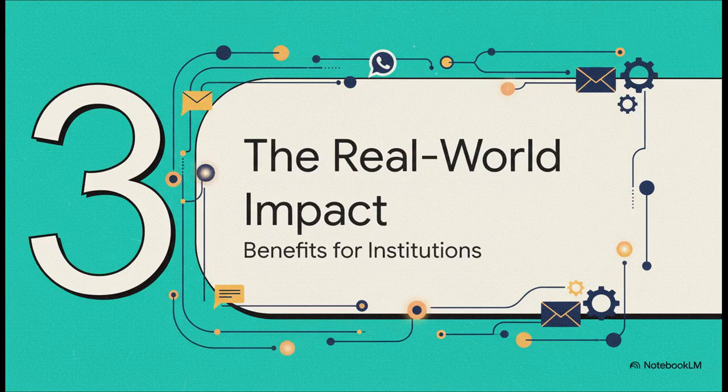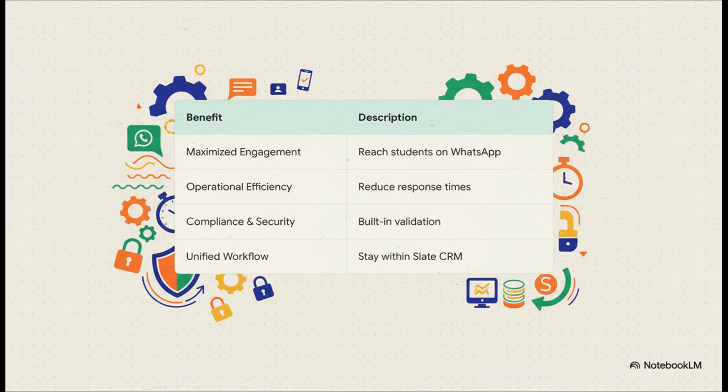So, all these features sound cool, right? But let's get down to brass tacks. What's the real-world impact? What does this actually do for you? It really boils down to 4 key things. First, you're going to maximize your engagement, period. You're talking to students where they actually are. Second, your team's efficiency just goes through the roof because everything is faster and easier. Third, it's all built to be secure and compliant, so no worries there. And finally, and this is so important, it creates a truly unified workflow. Everything happens inside Slate. No more jumping between different apps.